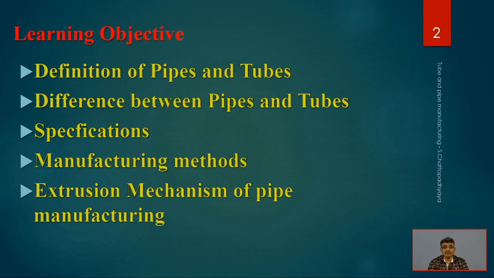Then important manufacturing methods, how those things are to be manufactured on a large scale. The last part is the extrusion mechanism of pipe manufacturing. That also has to be understood in order to know how it is to be done.